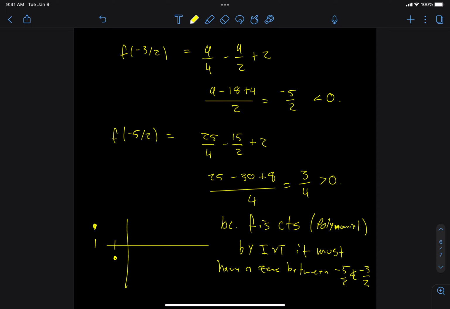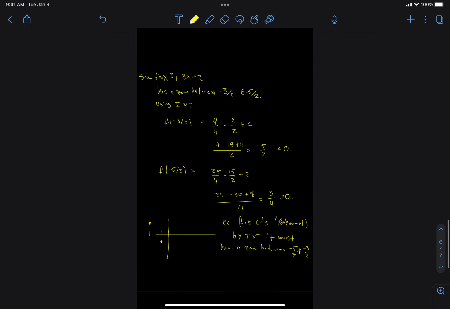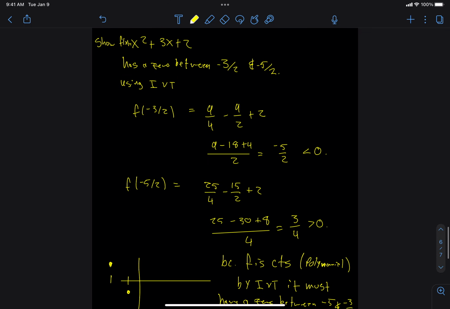Okay, sorry, I probably went over. So this is the intermediate value theorem. If we want to show that the function has a 0 in a given interval, we check the value of the function on each side. If the function changes sign, it must pass through the x-axis. Right? If the function changes sign, it must pass through the x-axis.